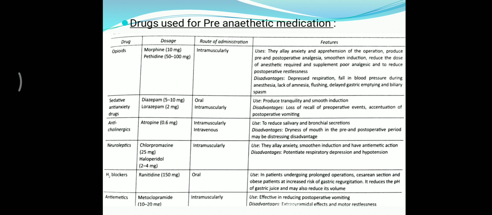H2 blockers, ranitidine 150 milligram orally, in patients undergoing prolonged operations, cesarean section, and obese patients at increased risk of gastric regurgitation. It reduces the acidity of gastric juice and may also reduce its volume. Antiemetics, metoclopramide 10 to 20 milligram intramuscularly, effective in reducing postoperative vomiting. Disadvantages are extrapyramidal side effects and motor restlessness.